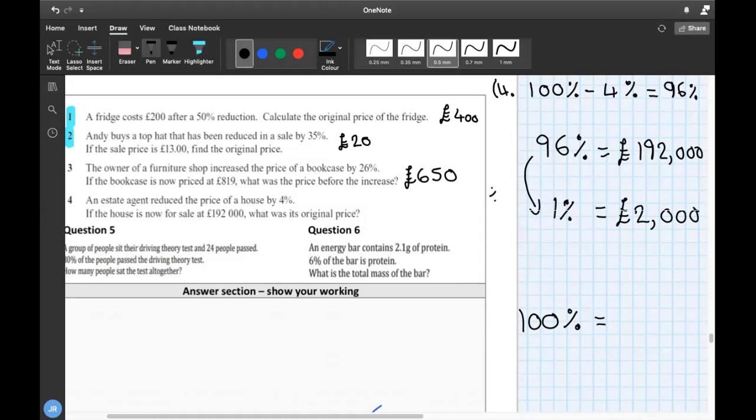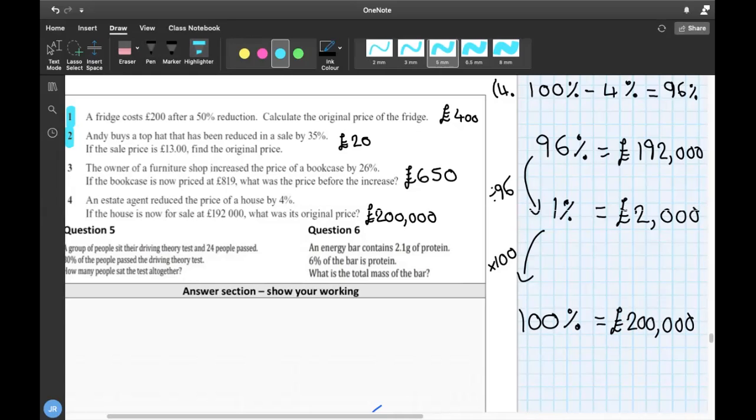So there we divided by 96. And then from 1% to 100%, again, just multiply by 100. So the original price of our house was £200,000. Must include those units, £200,000. Okay then, that was question number 4.